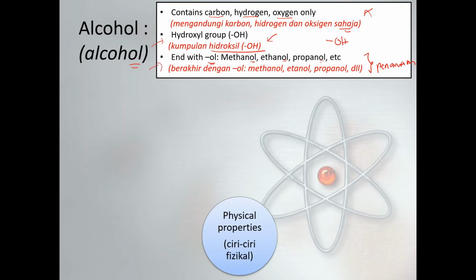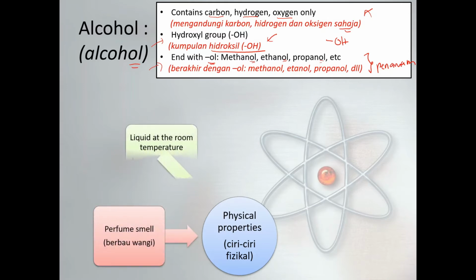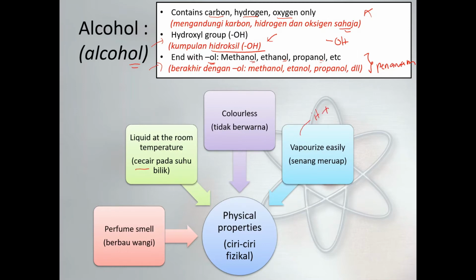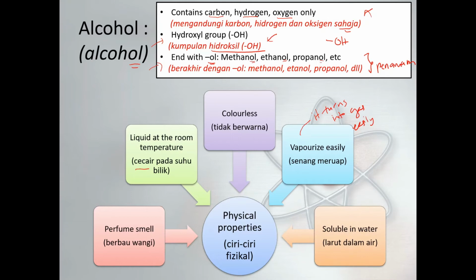Okay, apakah ciri-ciri dia pula? Ciri-ciri dia yang pertama, dia berbau wangi sikit, perfume smell. And then it is liquid at the room temperature. Dia adalah cair dalam suhu bilik. It is colorless, tidak berwarna, dia jernih. It can easily vaporize, dia senang meluap. Easily vaporize means that it turns into gas easily. Contoh, awak letak je kat luar, dia senang menjadi gas. And then it is soluble in water, dia larut dalam air.